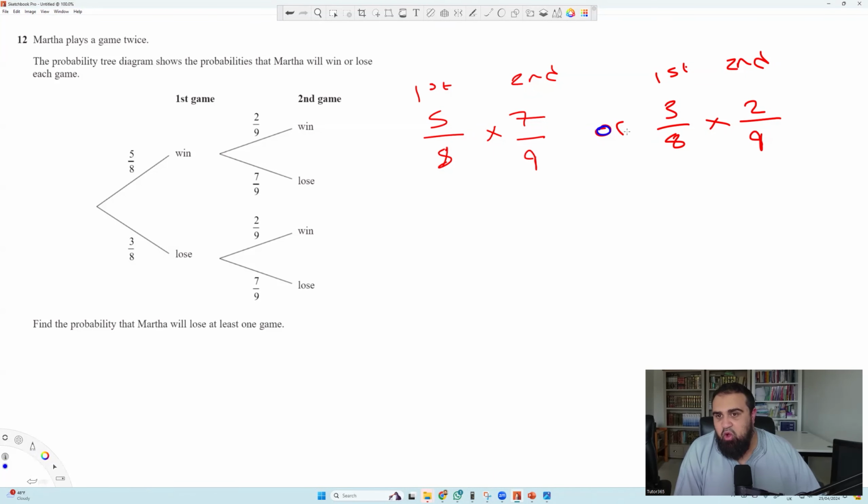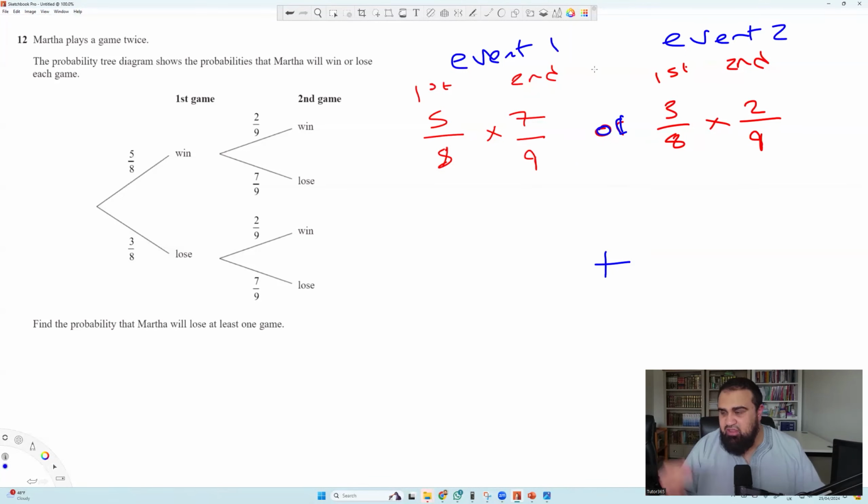And you should also remember that or in probability is add, and and in probability is multiply. But we have an or situation. How did I get that or? I used my brain. So you find the probability that Martha will at least lose 1 game. I just wrote out that event 1 or event 2 can happen. She either wins a game, then loses a second, or she loses the first and wins the second. So that's where the or comes from.